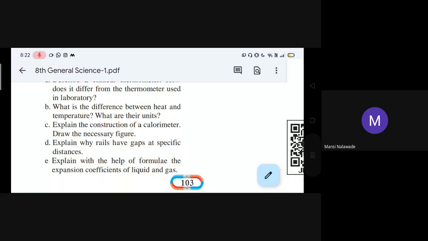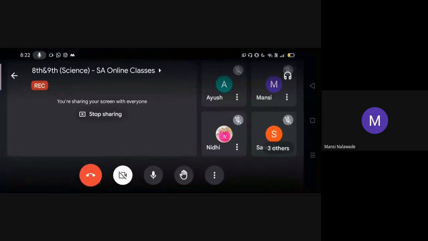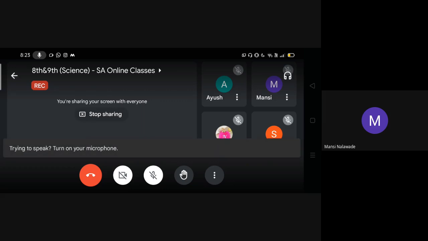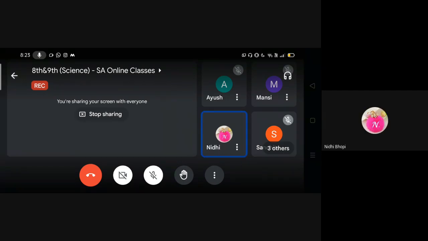Explain the construction of calorimeter. Yes, Nidhi. Yes, ma'am. Is it audible? Yes, yes.